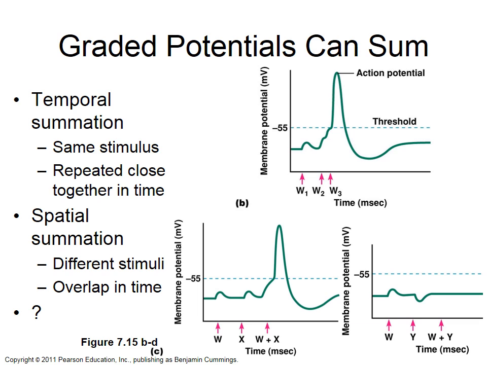For spatial summation, we have a synapse for W and a synapse for X. When they both open at the same time, enough cations come in that it brings the axon hillock to threshold. This would be spatial summation. With spatial summation, you can also have a depolarizing or excitatory graded potential and a hyperpolarizing, inhibitory graded potential occur at the exact same time, and it basically flatlines. This cell is not going to come to threshold. So they can cancel each other out, or they can increase the signal.